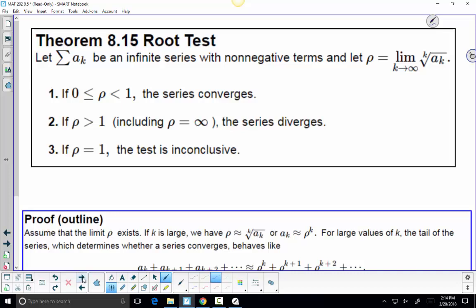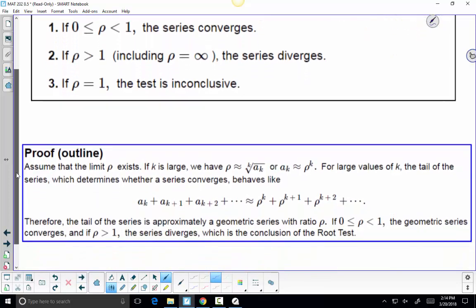Why they use a rho instead of an R, who knows? But same thing, though. We're just going to take the limit. Most of the books just use an R anyway. And what we're going to do is take the limit of the kth root of a sub k. And let's just take a look at why this is really just another geometric series type of series.